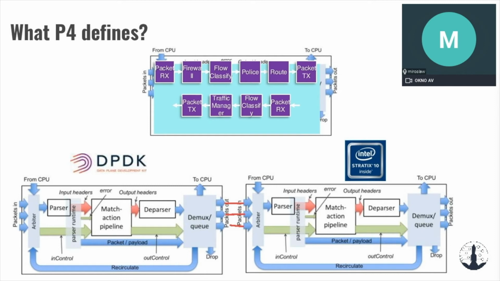What actions could be in P4? It could be, for example, the drop. It could be increasing the statistics. It could be modifying some fields. It could be decreasing, for example, the TTL, time to live, in the IP header. But the stage is just for defining the action.